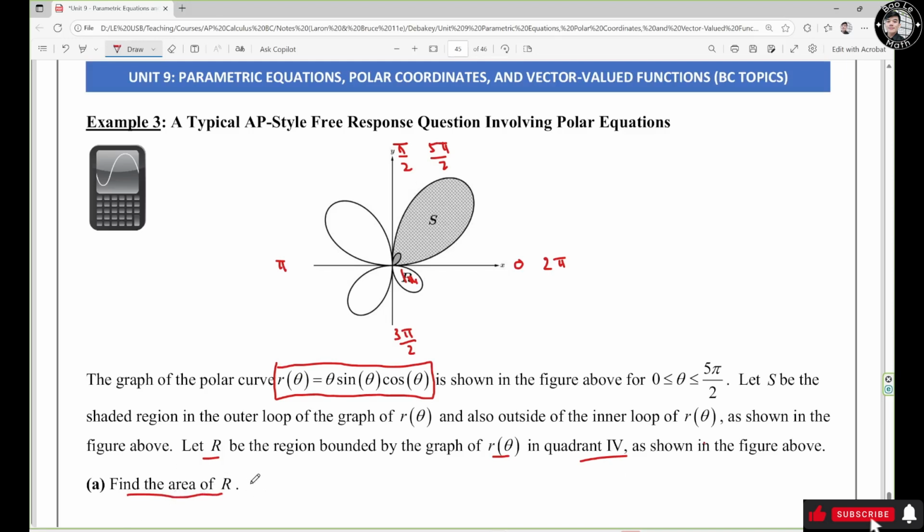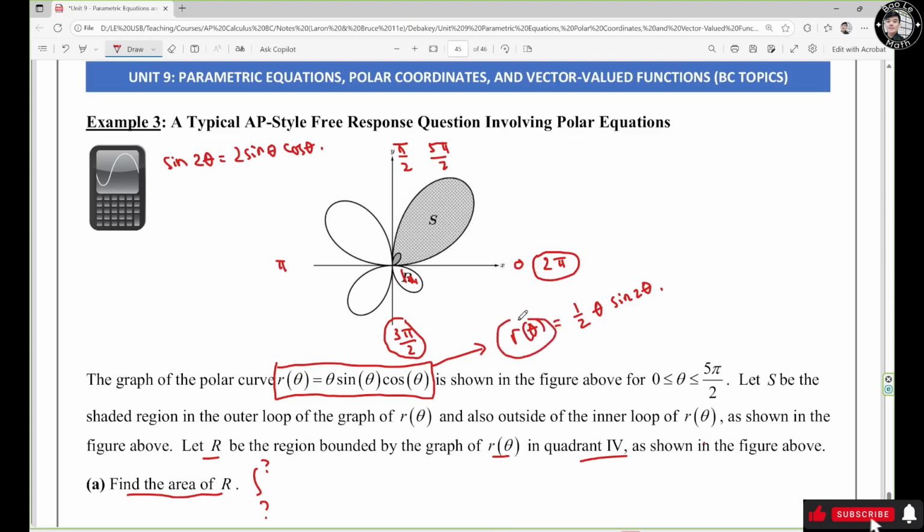All right, so we need to find the lower bound and upper bound of the interval first. So what's this and what's this? Now, be careful. The common mistake students always make, they say 3 pi over 2 and 2 pi. However, that's not the case. You need to rewrite this function right here: r of theta equals 1/2 theta sine 2 theta, because you have the double angle formula sine 2 theta equals 2 sine theta cosine theta. So you need to determine the sign of the radius right here.